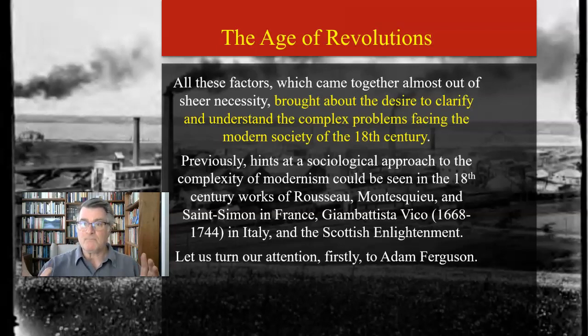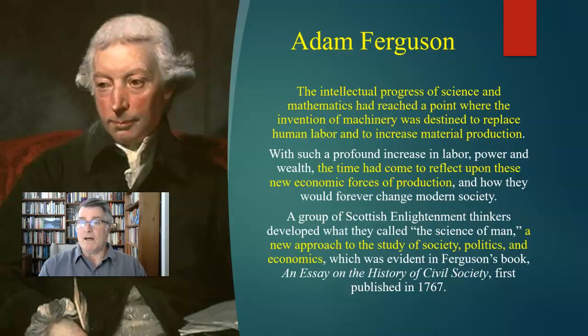But this idea of that kind of sociological approach to the complexity of modernism, it begins here, right? It begins here with the Scottish Enlightenment. So we're going to take a look at the first person that we want to study, which is Adam Ferguson. Okay, so Adam Ferguson is thinking about progress in a positive, optimistic manner, right? The intellectual progress of science, mathematics, is now at a point where it's now being placed at the service of inventing machinery, right? All this machinery to replace human labor and increase, of course, material production, so we can make more sweaters, more tables and chairs for people so that they have something to wear, somewhere to sit and eat and have dinner. Because prior to that, you would have to look for an artisan to make this thing.